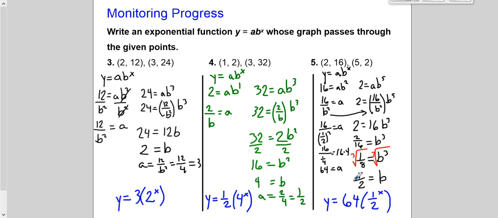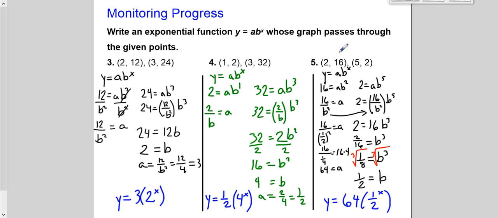So B is 1/2. Once I had B as 1/2, went back up to our A equation, 16 over 1/2 squared. 1/2 times 1/2 is 1/4. Any number divided by a fraction is the same as that number times its reciprocal. So 16 times 4 is 64. A is 64. B is 1/2.